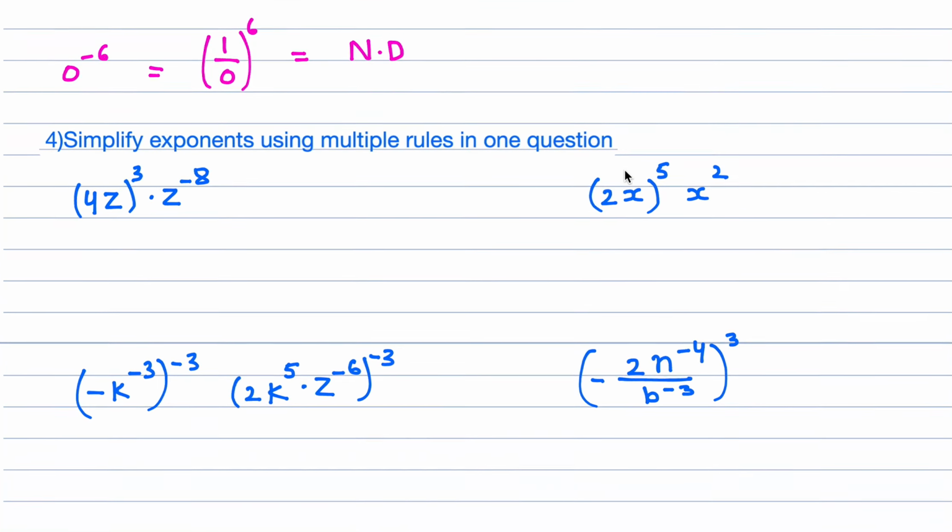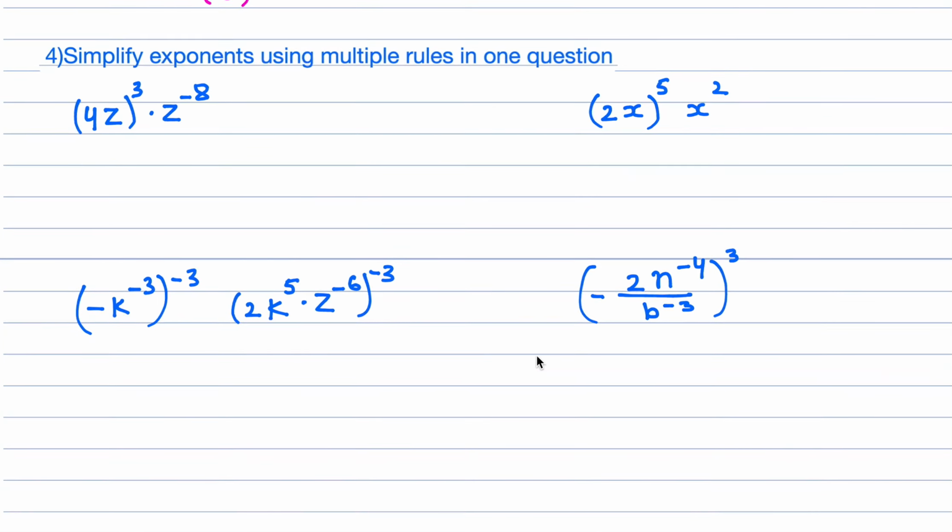Now let's simplify exponents using multiple rules in one question. Let's see what should be the sequence of the steps which we are doing. It's 4z cubed. So first we will apply the power of the product rule.